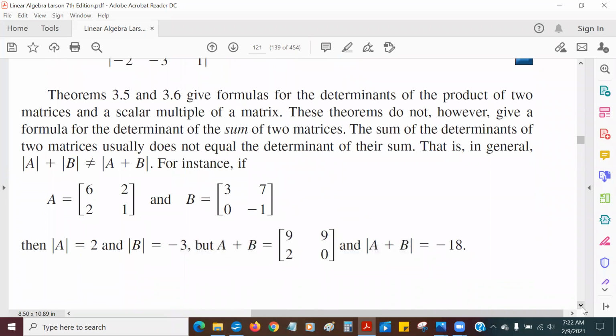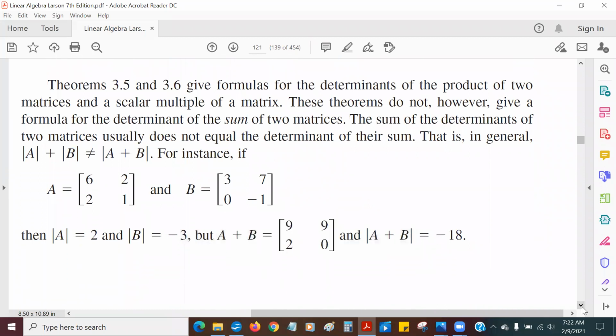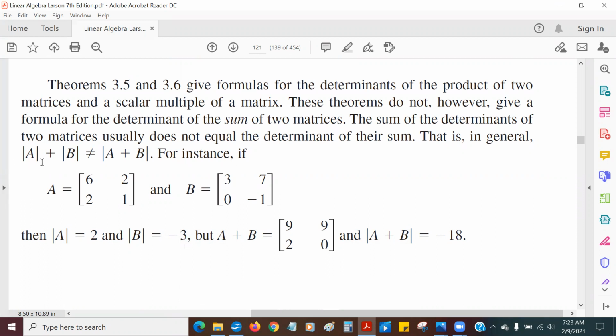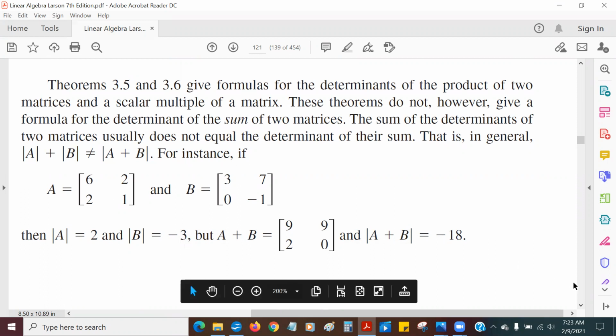The book points out that we're learning here about the product. We learned that the determinant of the product is equal to the product of the determinants. Well, you can't do that with sums. You can't say that the sum of the determinants is equal to the determinant of the sum. It just isn't going to work. And they give a simple counterexample here, that you see it just doesn't work.